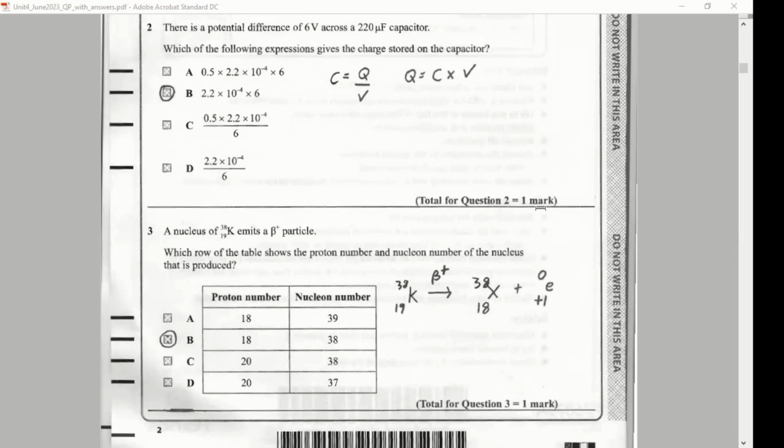In beta minus decay, a neutron turns into a proton and the proton number goes up. But in beta plus decay, it's the other way round. A proton is turning into a neutron, so the proton number goes down by 1. So the answer is 18, 38, B.